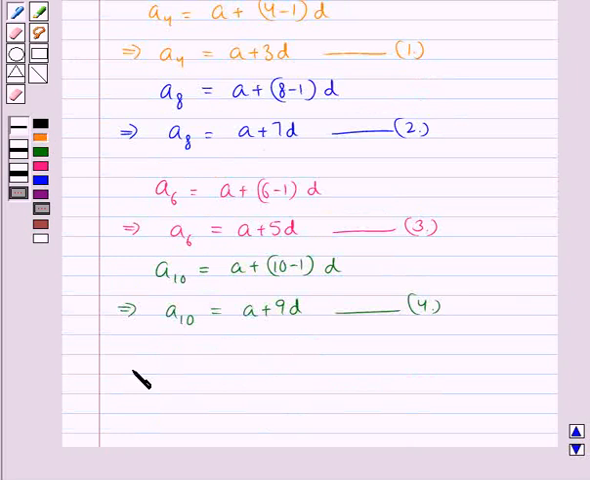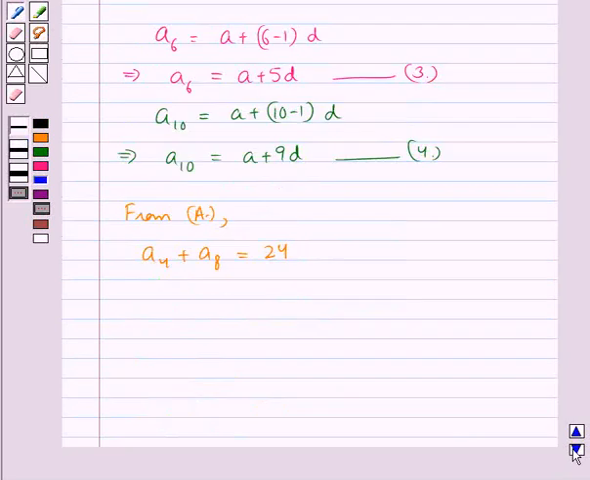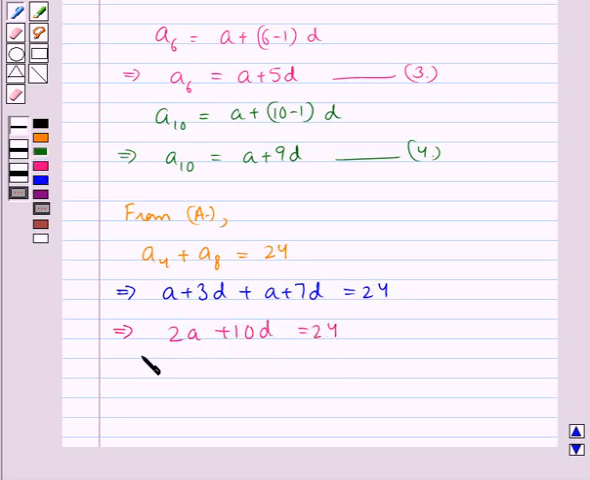Now, from capital A we have a4 plus a8 is equal to 24. Now substituting the values for a4 and a8 from equations 1 and 2, we get a plus 3d plus a plus 7d is equal to 24. That is, 2a plus 10d is equal to 24, which means we have a plus 5d is equal to 12. Let this be equation 5.